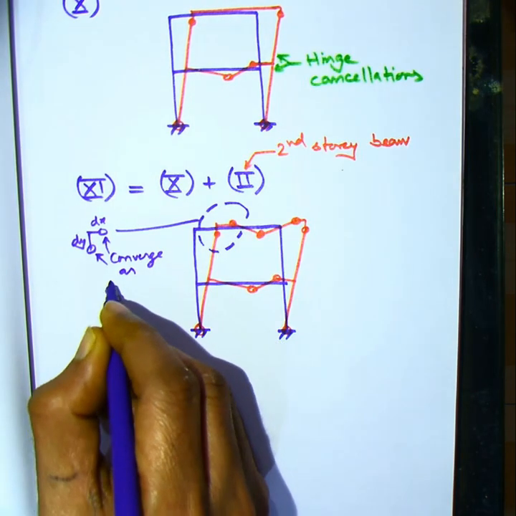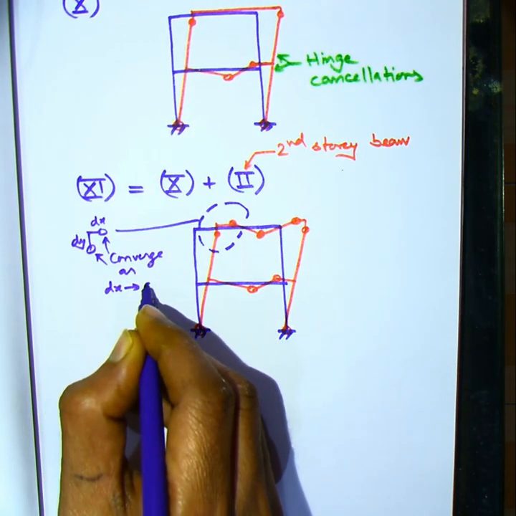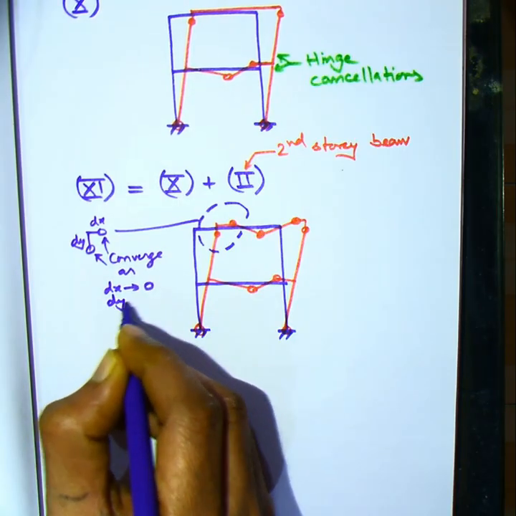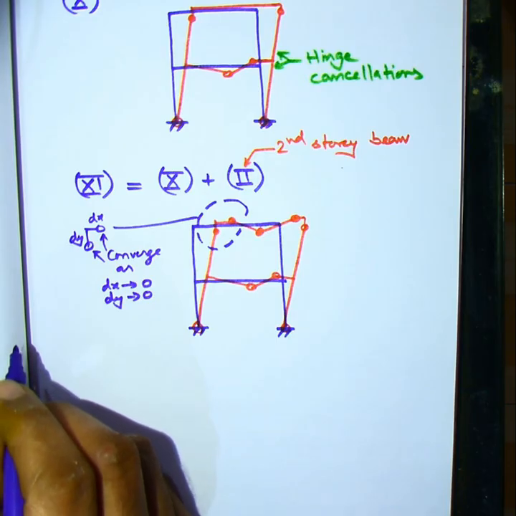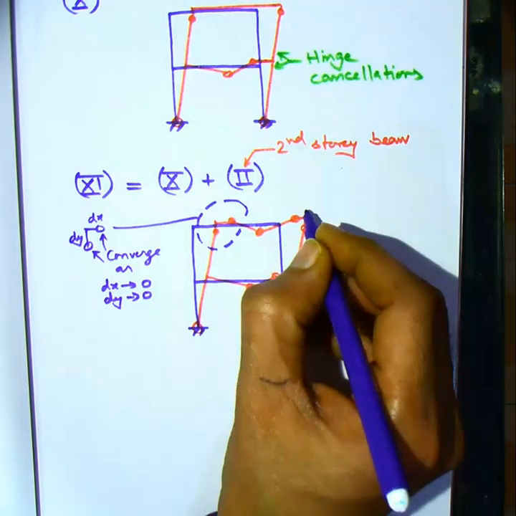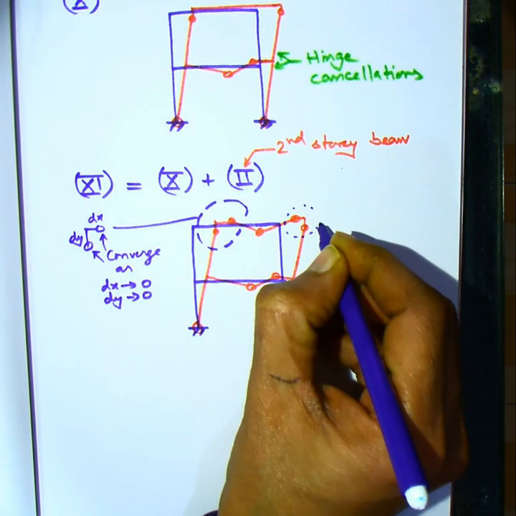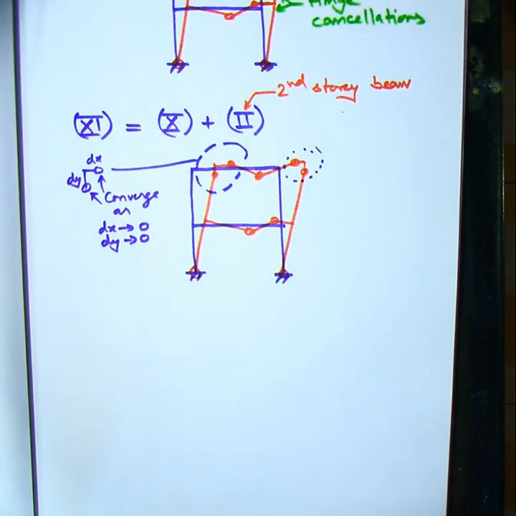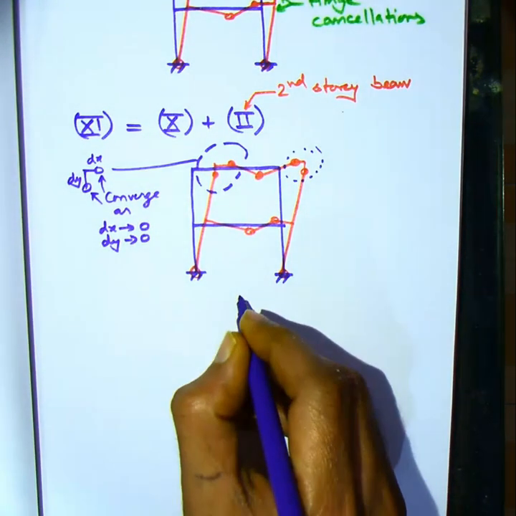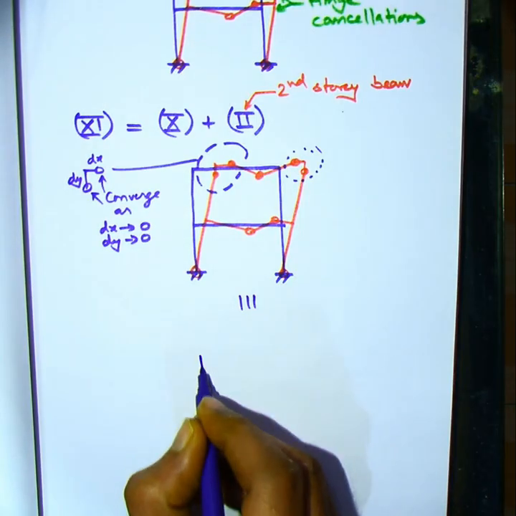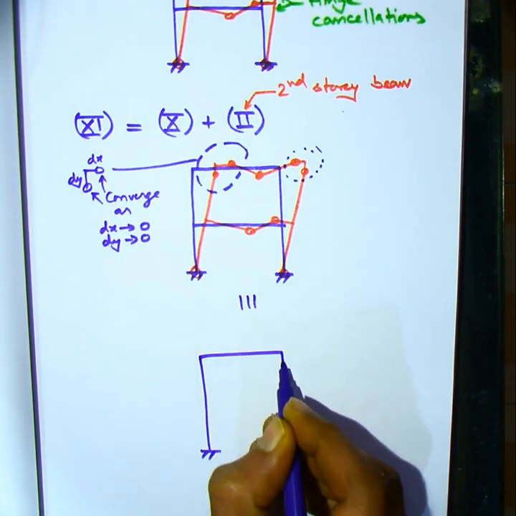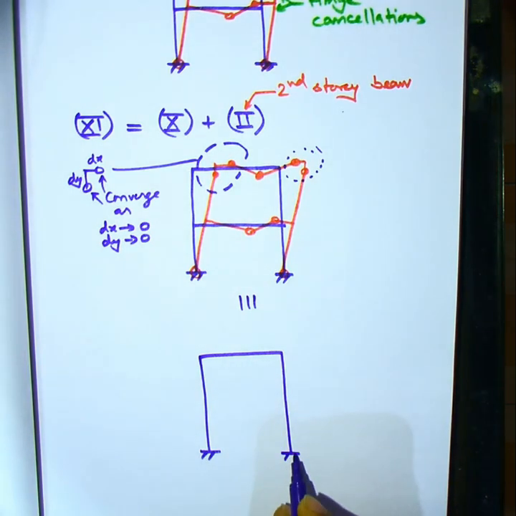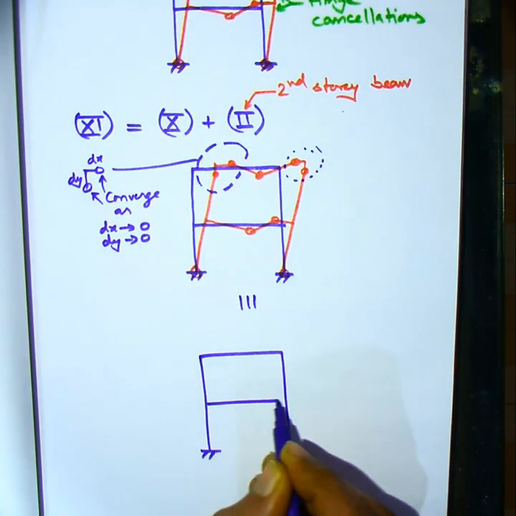Under the limiting condition that these distances tend to 0, the two hinges will merge. This will result in hinge cancellation in the left joint, and in the right joint it will not lead to hinge cancellation, but there will be some rotation. So that may be understood here. The resultant effect is being shown here now.